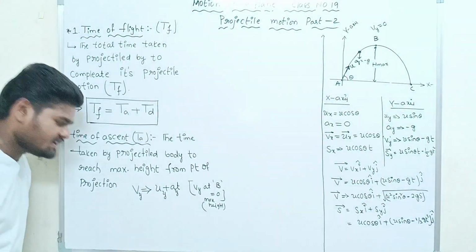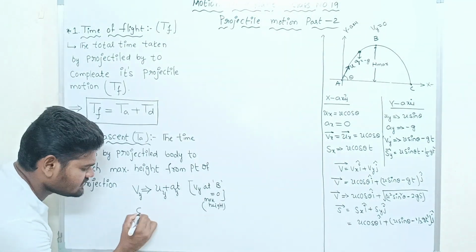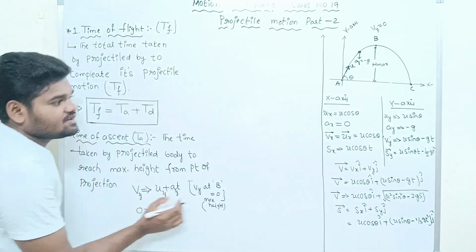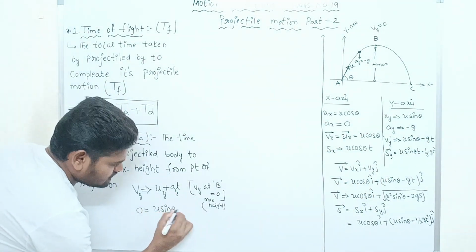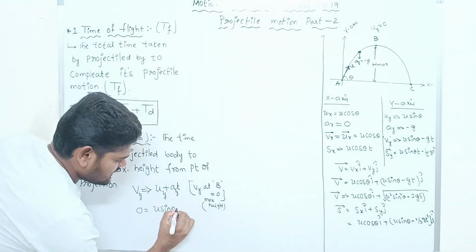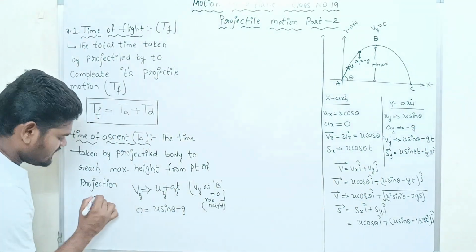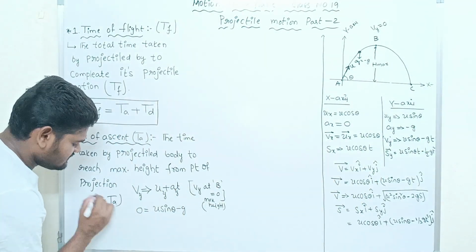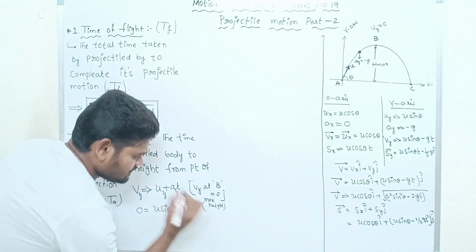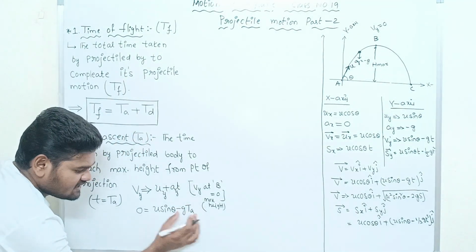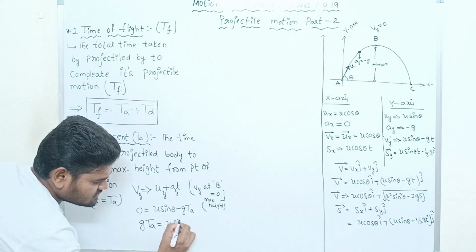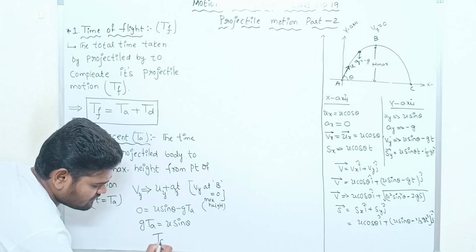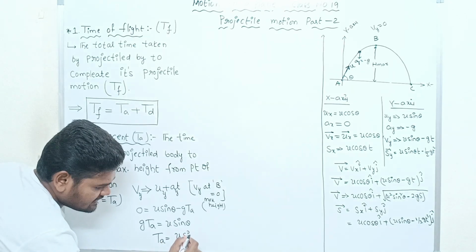Are you getting? Okay. So Vy is how much? 0, that is equal to Uy. The Uy component is what? U sin theta. ay is what? Minus g. And t is nothing but the time of ascent, TA. So from this we can write, if minus g TA comes to this side, it becomes g TA is equal to u sin theta. So the time of ascent is equal to u sin theta by g.